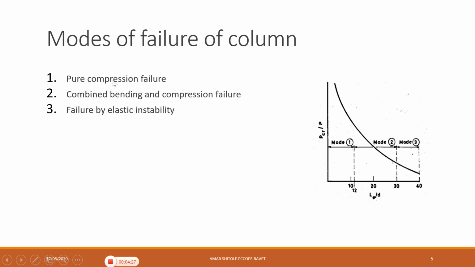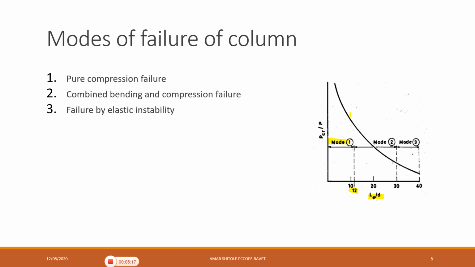Pure compression failure means the particular column or member is going to fail under axial load only. For that, in this diagram, we can see mode of failure 1. For this first mode of failure, the effective length by D, meaning the slenderness ratio, is 12. So in pure compression, the member fails only under the axial load, for which the slenderness ratio is 12.